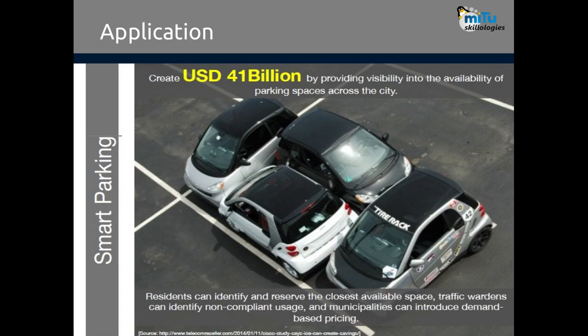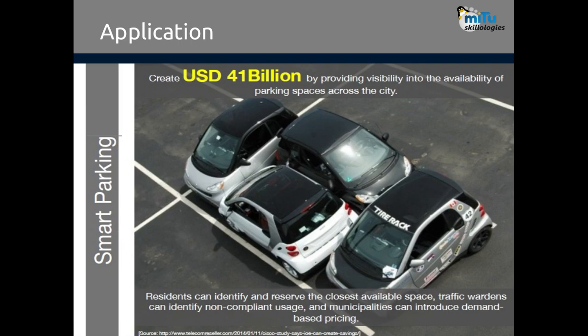Let's see the smart parking mechanism. Not exactly shown in the diagram as it is, but we can make this particular mechanism so much automated. We can see where parking is available, we can report it, we can visualize that, and based on that the parking system will easily work. The resident can identify and reserve the closest available space. Traffic wardens can identify non-compliant usage, and municipalities can introduce demand-based pricing.